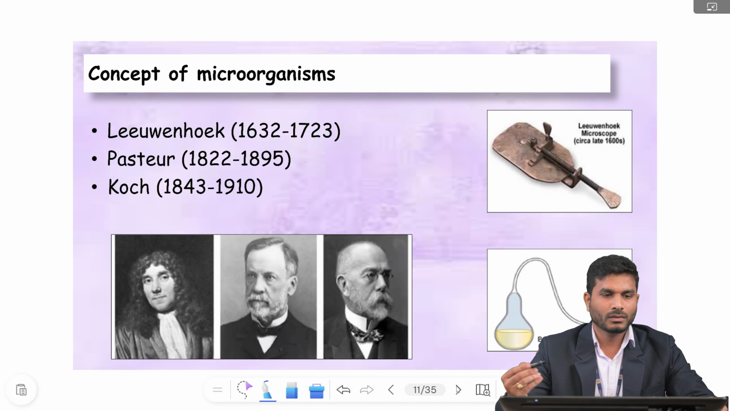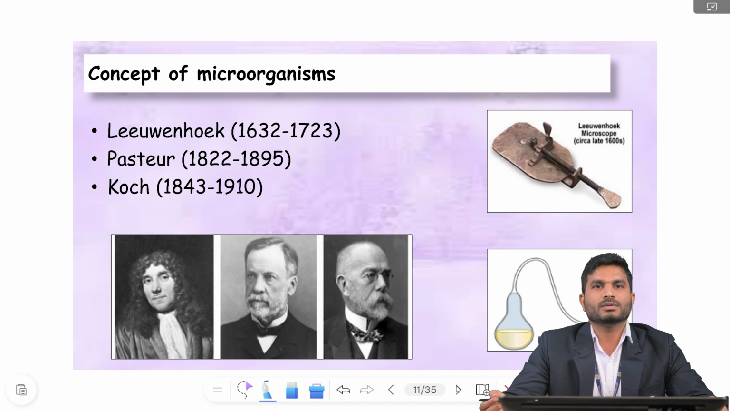Coming to the concept of microorganisms, the understanding of microorganisms was shaped by pioneers like Leeuwenhoek, who first observed microbes, Louis Pasteur, who disproved spontaneous generation, and Robert Koch, who established postulates connecting microbes to diseases. Their discoveries laid the foundation for identifying viruses as unique infectious agents.